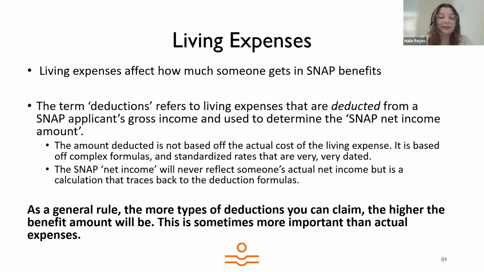So the amount deducted is not based off the actual cost of the living expense. Each type of living expense has its own formula and standardized rates that, frankly, are very dated. So the SNAP net income is not an actual reflection of the person's actual net income. If they have rent of 500 subtracted from their income of 1,500, your SNAP net income isn't going to be $1,000. They have their own calculations.